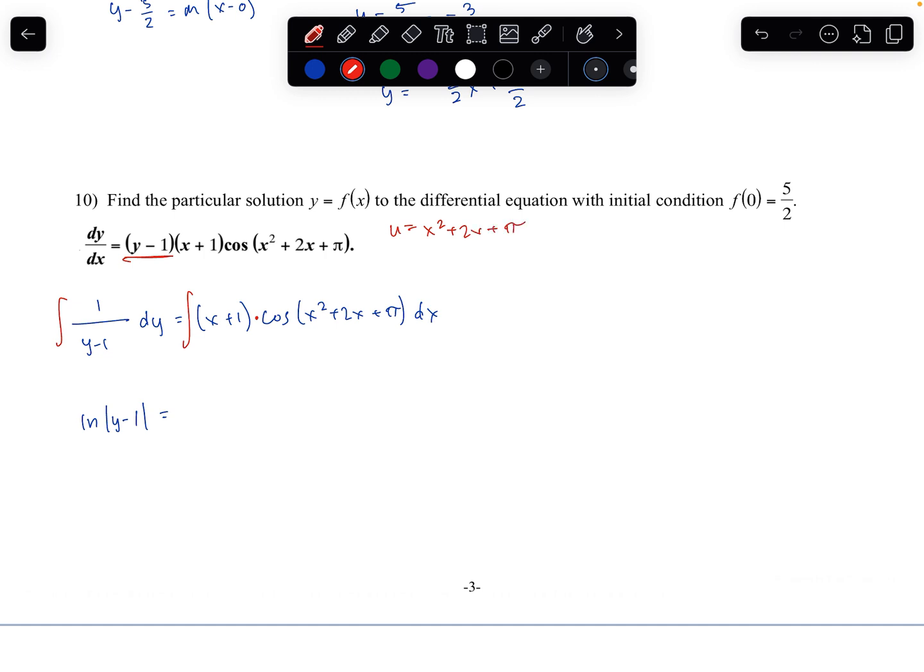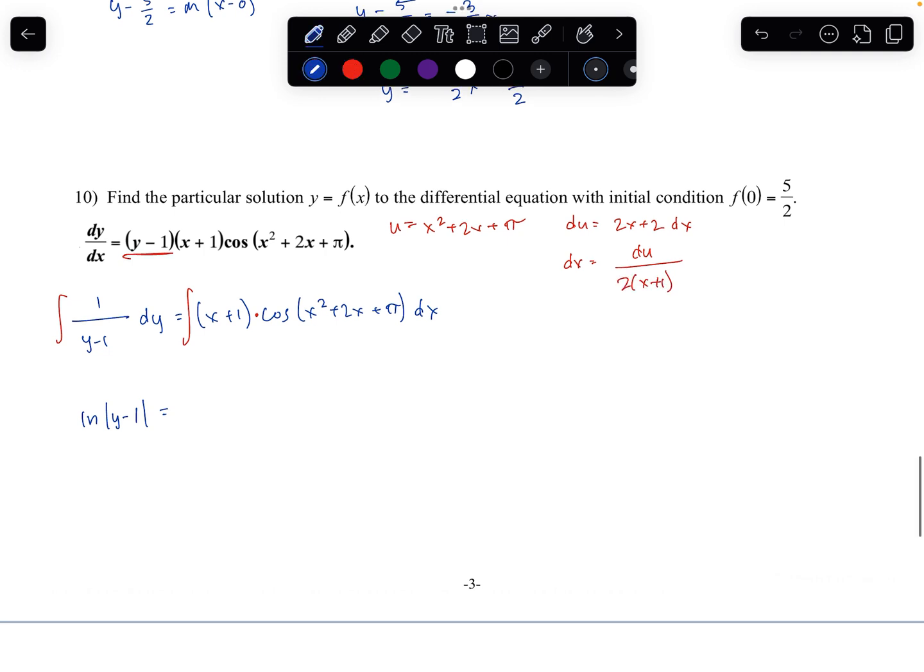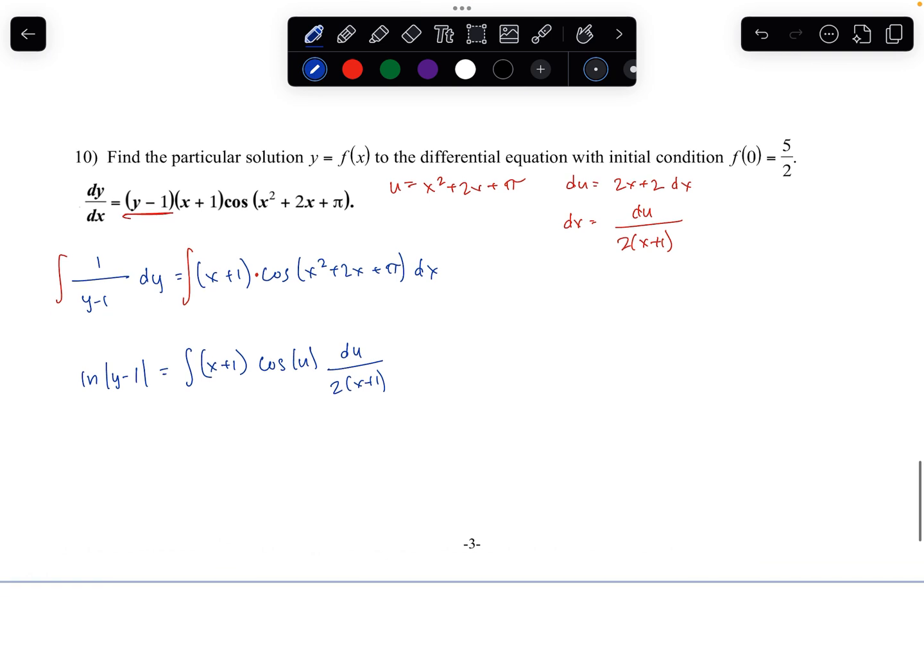And that means du will be equal to 2x plus 2 dx, which means that dx will be equal to du over, now I'm going to factor that to be 2 times x plus 1. And then we'll have the integral of x plus 1 times cosine of u times du over 2 times x plus 1. And then you can see that the x plus 1 is going to cancel.